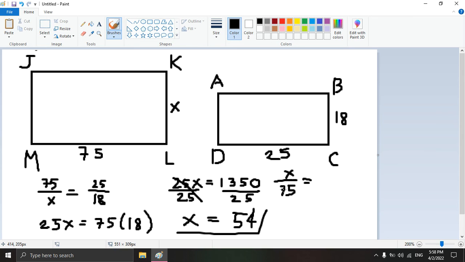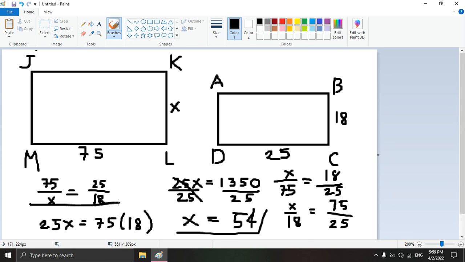equals 18 over 25. So it can be this one. Again, the answer is 54. The third can also have this pattern: x over 18 equals 75 over 25. So this is the proportion that is formed. You can have this one, x over 18 equals 75 over 25. The answer is the same.